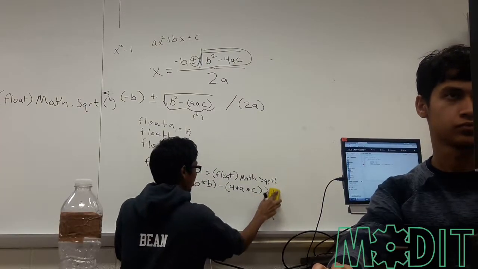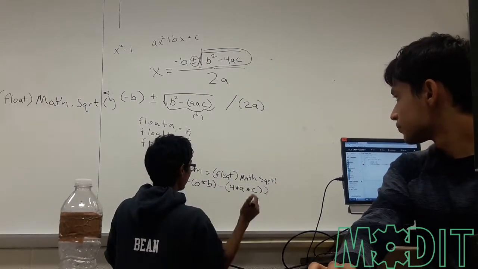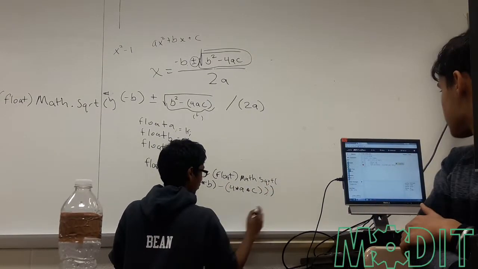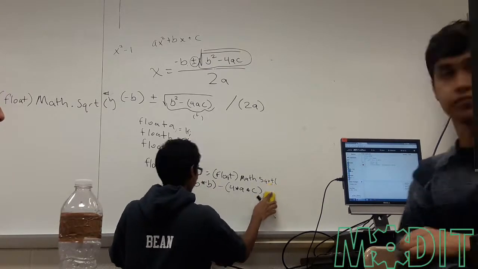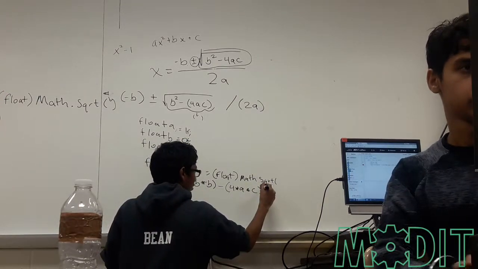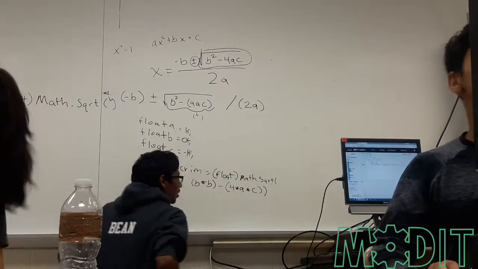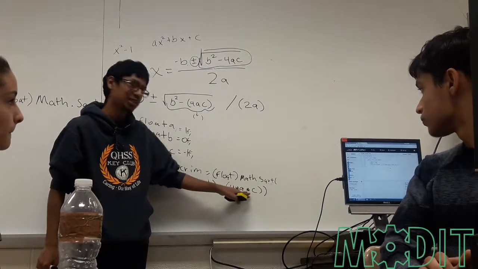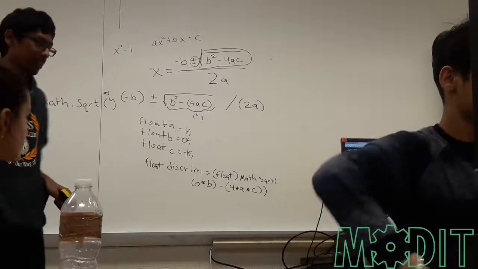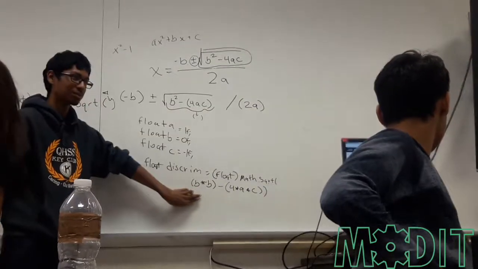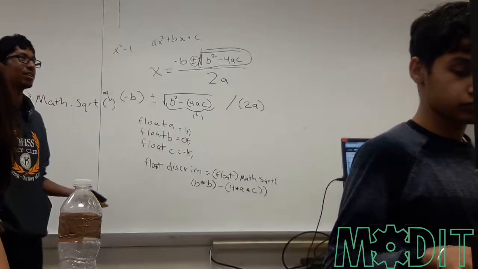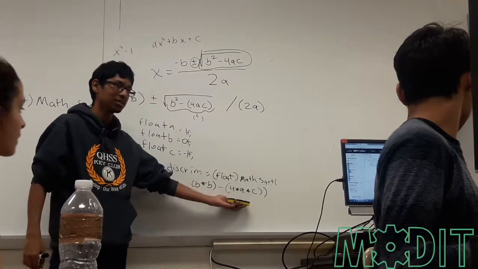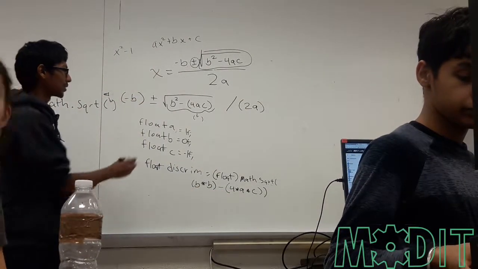Don't you just put spaces in between the variables? You don't need to. Okay, I can just get rid of this one then. So we put b times b minus 4 times a times c. So b times b is b squared, because there's no square symbol. And you subtract 4 times a times c, which is this part.